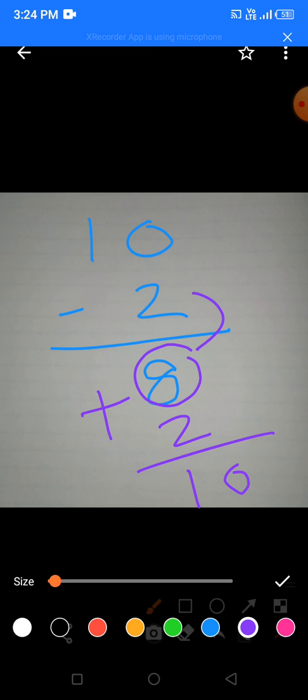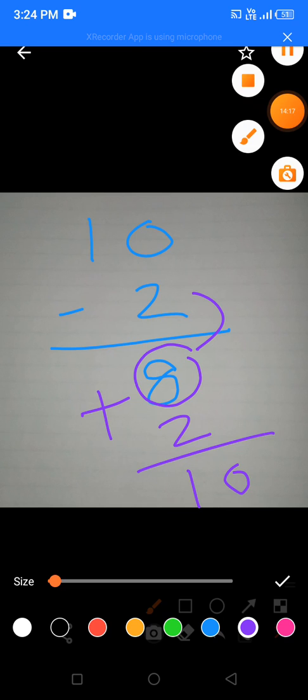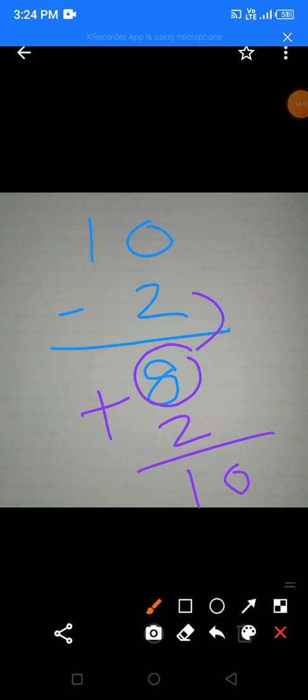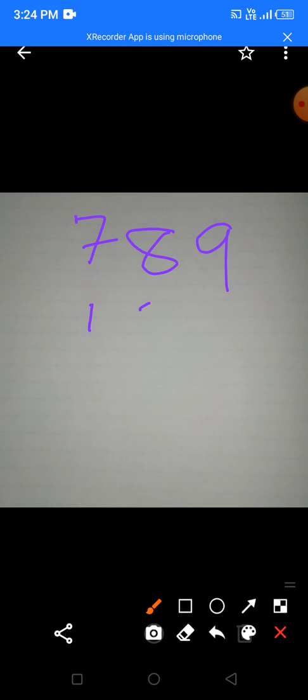Is this clear, children? So similarly, if I write 3 digits, okay? Now look here, I am solving 3 digits for checking. Let the digit be 7, 8, 9. And I am subtracting it 1, 2 and 3. Okay? So this is my answer.